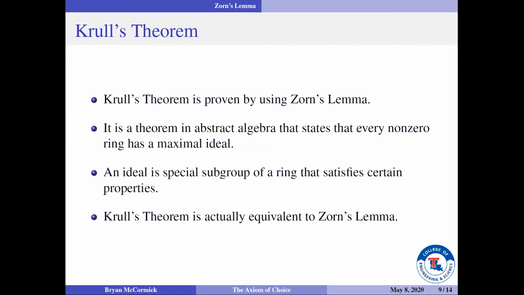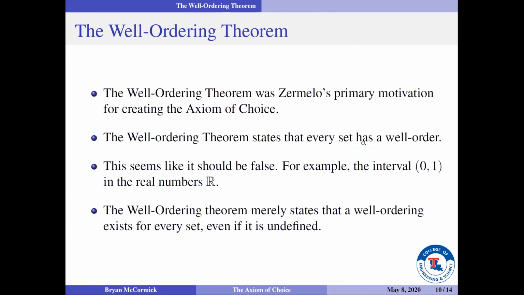And Krull's theorem just states that every non-zero ring has a maximal ideal. And coincidentally, Krull's theorem is actually equivalent to Zorn's lemma, meaning you can use Krull's theorem to prove Zorn's lemma, and you can use Zorn's lemma to prove Krull's theorem. Now I'm going to shift to the well-ordering theorem.